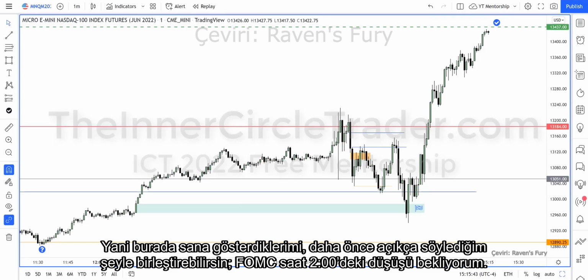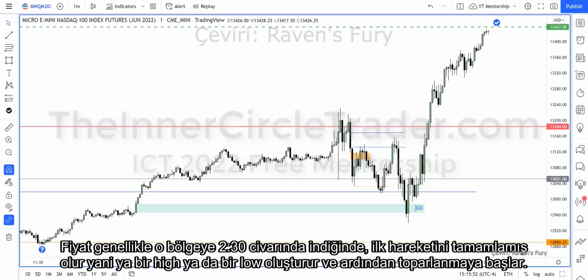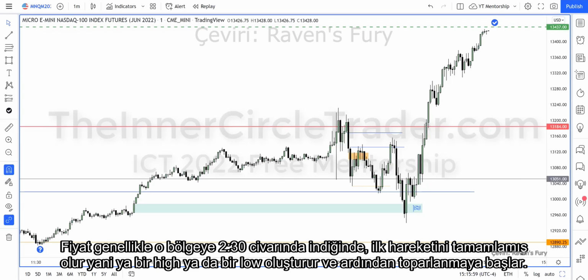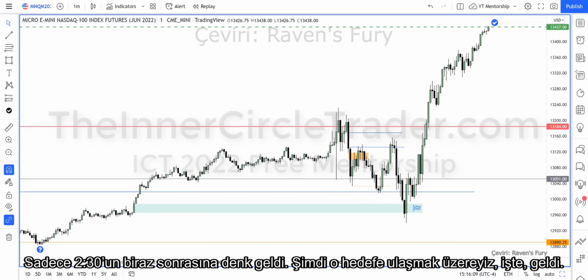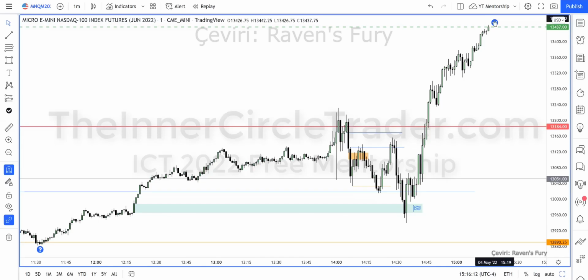So you can couple what I've shown you here with what I've outright told you, basically that I'm looking for the drop down at FOMC at 2 o'clock. Once it drops down into that, usually around 2:30, it's finished its initial leg where it prices in whatever it's going to do, either a high or a low, and then starts to rally. So you can see it's pretty much close to that in terms of algorithmic delivery, just a little bit past 2:30. We're about ready to hit that target here, and there she is.